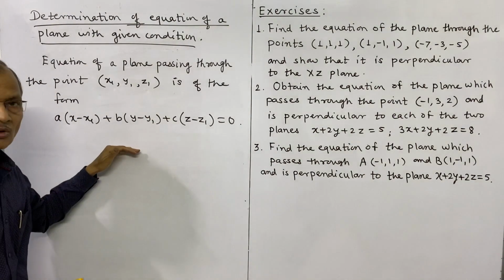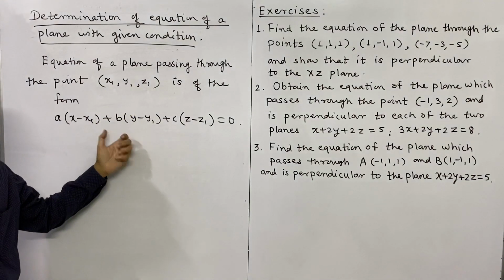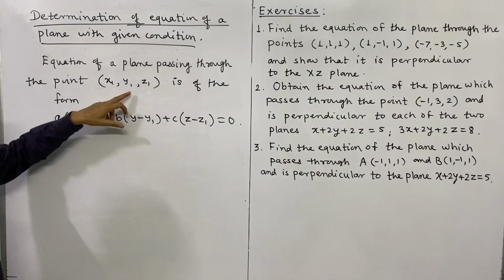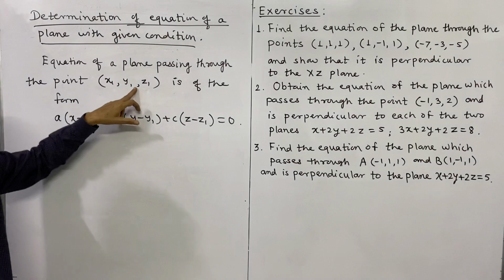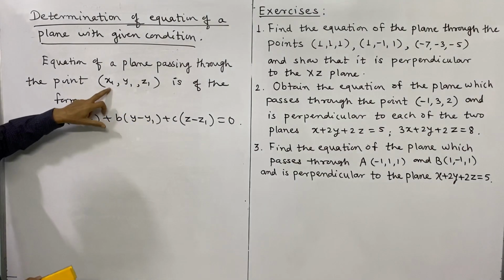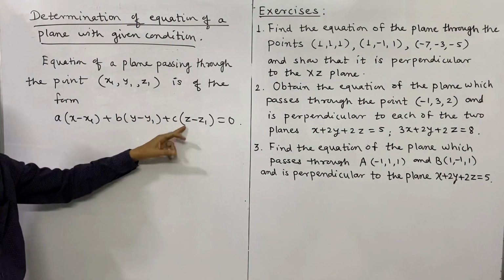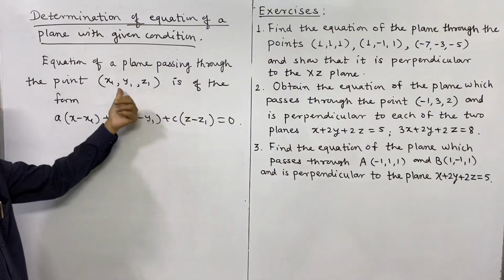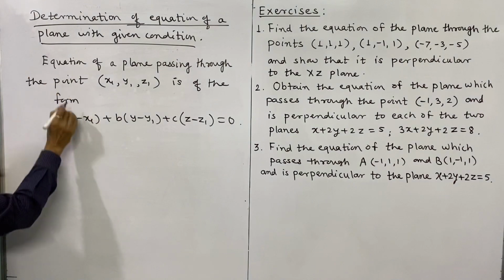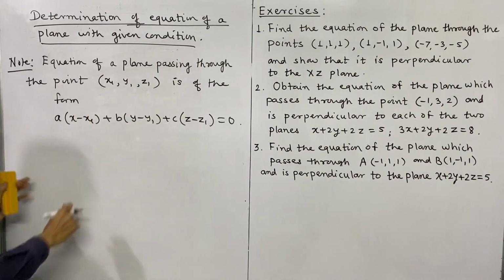Now how is this so? Because obviously this point satisfies this equation of the plane. When we say a plane or a surface or a line passes through a given point, the coordinates of that point satisfy the equation of the plane. Now put x as x1, y as y1 and z as z1. So each term becomes 0 and that is equal to 0. So this coordinate satisfies the equation and therefore this is the equation of the plane passing through the point x1, y1, z1.